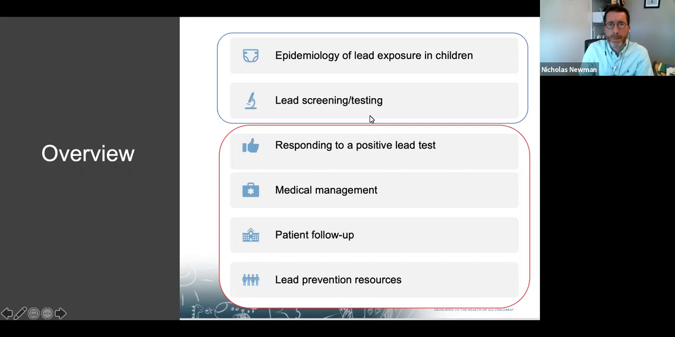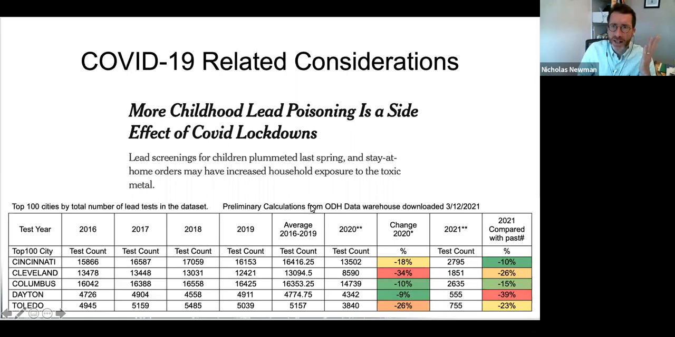COVID-19 has created all kinds of complications with primary care. I just saw an article today about the percentage of people in the U.S. who had deferred some kind of medical care, whether it be preventive care, dental, eye exams, et cetera. One of the things we saw locally was a decrease in lead testing, as well as all other preventive care for children.